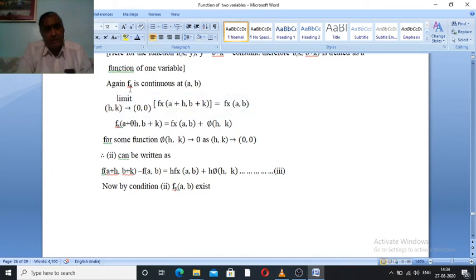Since f_x is continuous at (a, b), therefore limit (h,k) tends to (0,0) of f_x(a + θh, b + k) is equal to f_x(a, b). Now we write f_x(a + θh, b + k) is equal to f_x(a, b) + φ(h,k), for some function φ(h,k) tends to 0 as (h,k) tends to (0,0). Therefore, equation 2 can be written as f(a + h, b + k) − f(a, b) is equal to h f_x(a, b) + h φ(h,k).